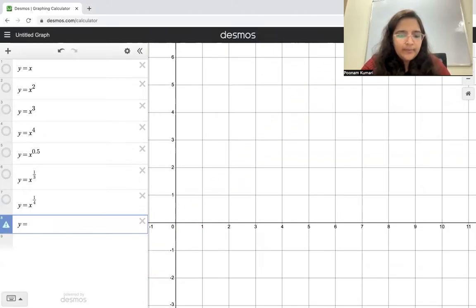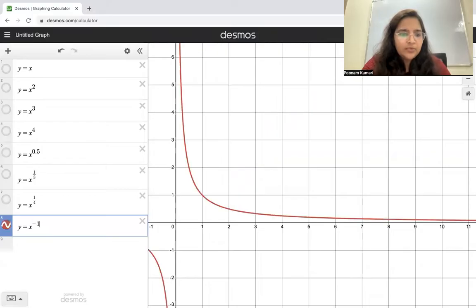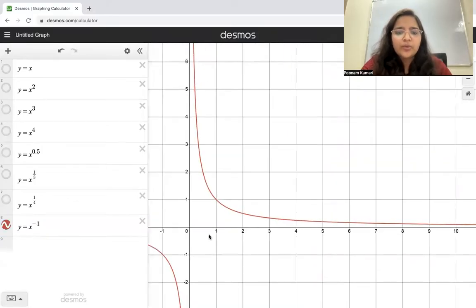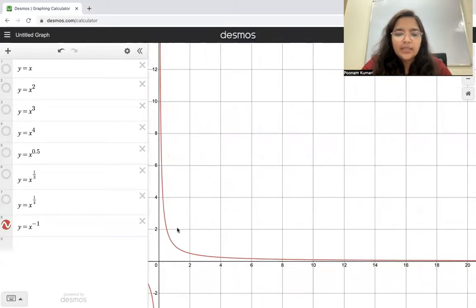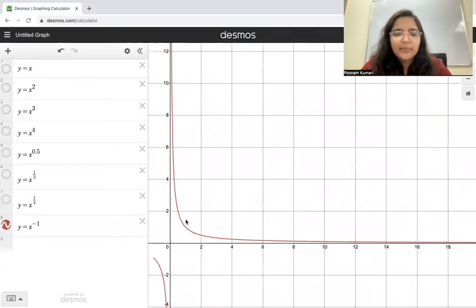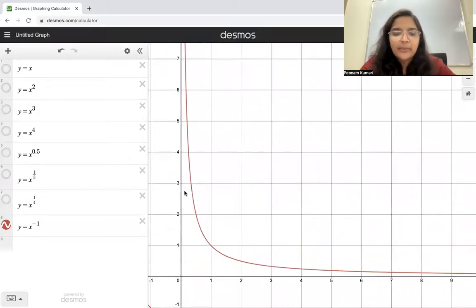So y equals to x power -1 अगर आप ड्रॉ करोगे, so it's going to be a downward graph, ठीक है. डाउनवर्ड ग्राफ का क्या मतलब है? डाउनवर्ड स्लोपिंग का ग्राफ का क्या मतलब है कि जैसे जैसे आपकी x वैल्यू इंक्रीज हो रही है, आपकी जो y वैल्यू है, it's going down, it's coming down. That is what is happening here, ठीक है.